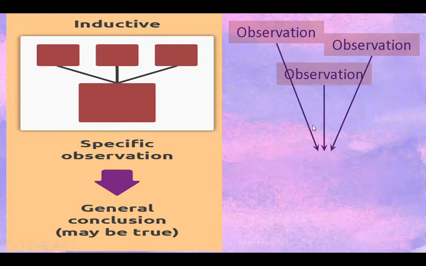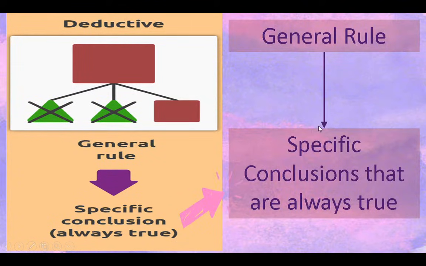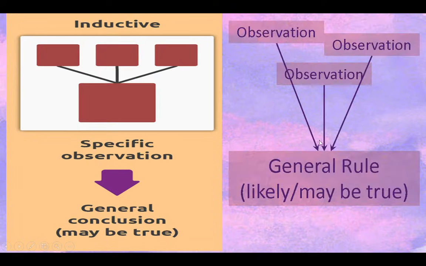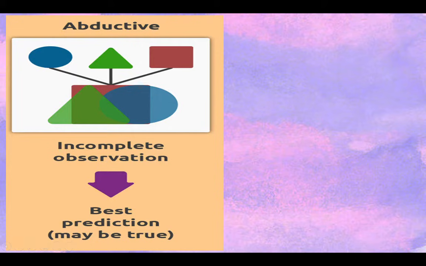So deductive reasoning, we take a general rule and we apply it to individual instances or circumstances, and inductive reasoning, we take individual circumstances and create a general rule. The last one is called abductive reasoning. And abductive reasoning is going to sound a lot like inductive reasoning because it is.